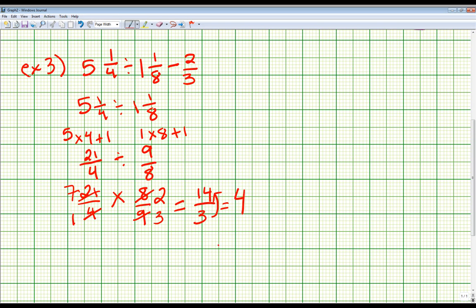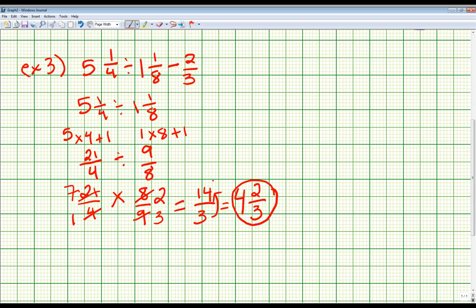4 times 3 is 12. So we have 2 leftovers from 12 to 14. So those leftovers go on the top, and the 3 stays the same. So our final answer is 4 and 2/3. Now if we look up here, we have one more step to do. We have to subtract 2/3.